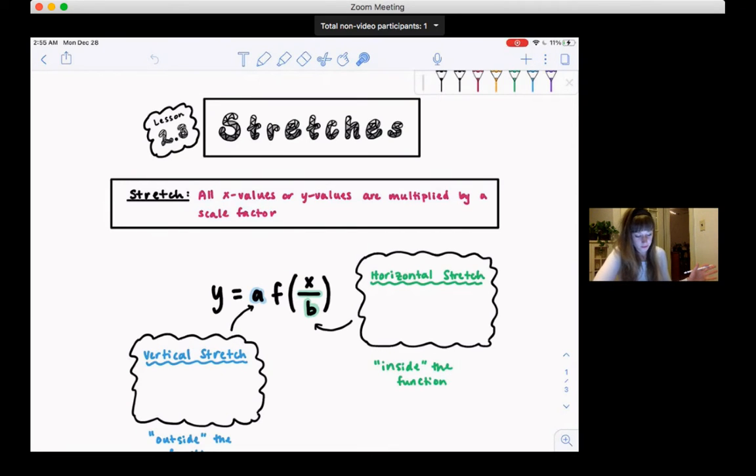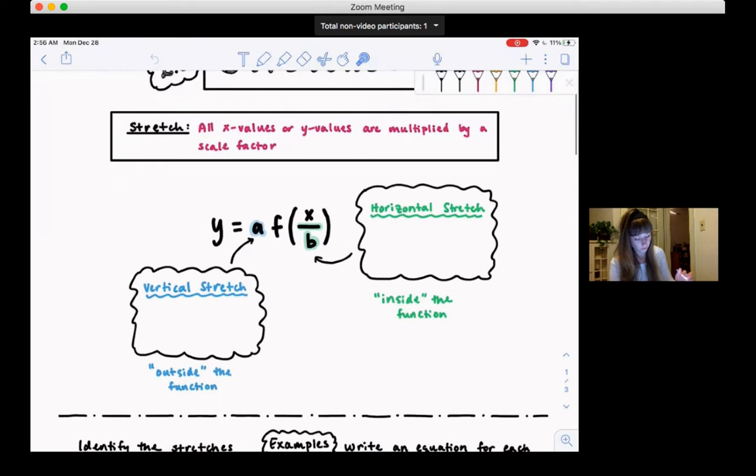For stretches, all x values or y values are multiplied by a scale factor, or that just means a number. So if it's a vertical stretch, you're multiplying all the y values. If it's a horizontal stretch, you're multiplying all of the x values. And here's how they show up in equations.